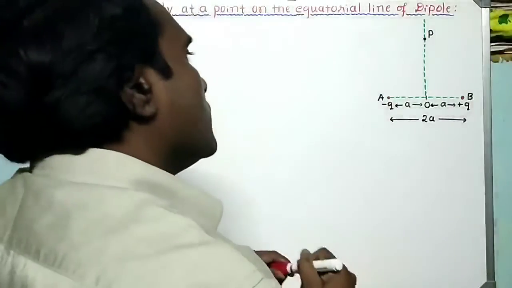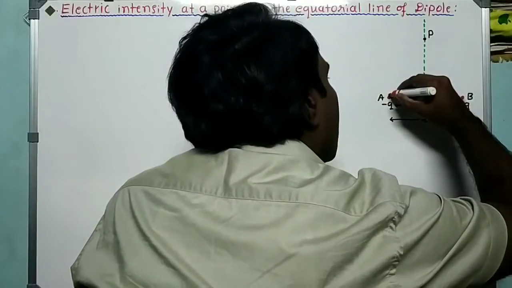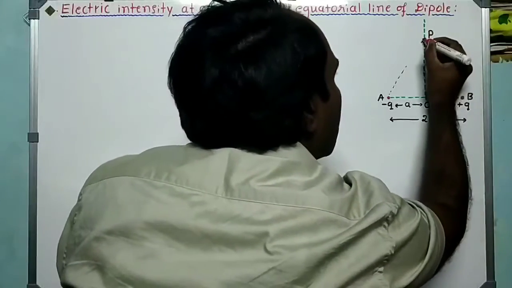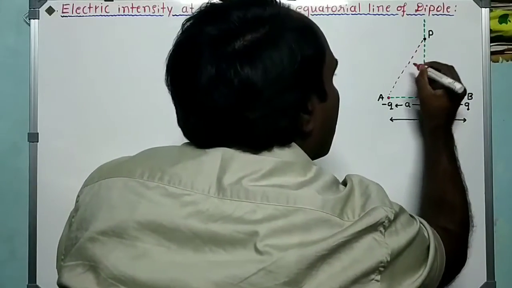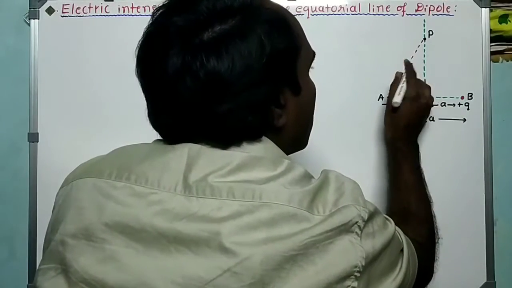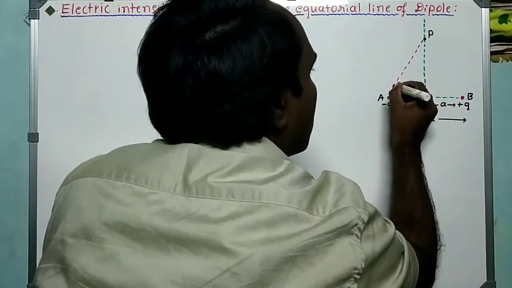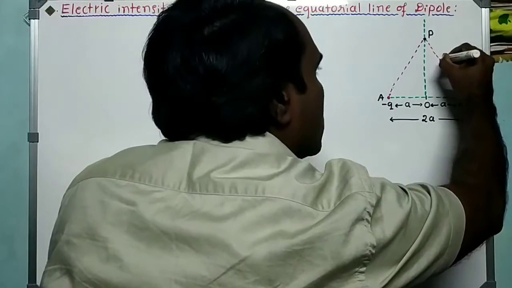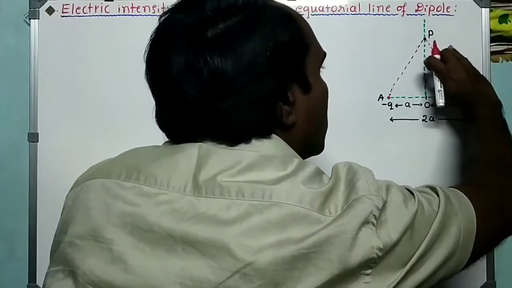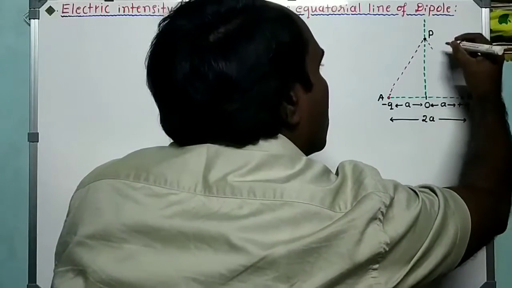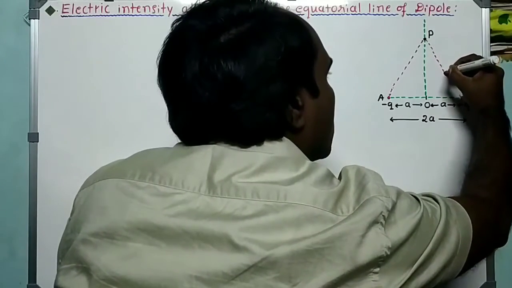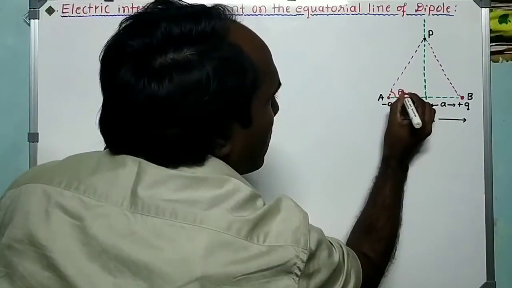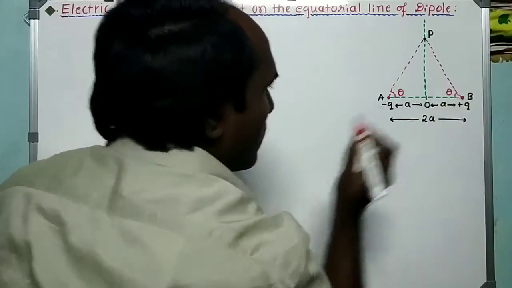Now see here, this is the distance of point P from the minus q charge, and this is the distance of point P from the positive charge. Okay. Now this is angle theta and this is also theta.